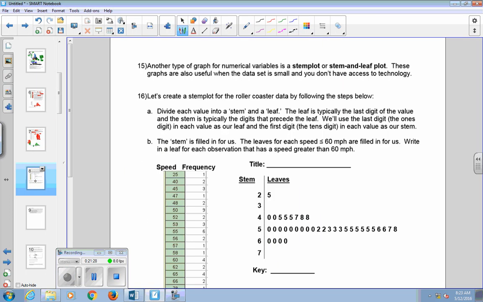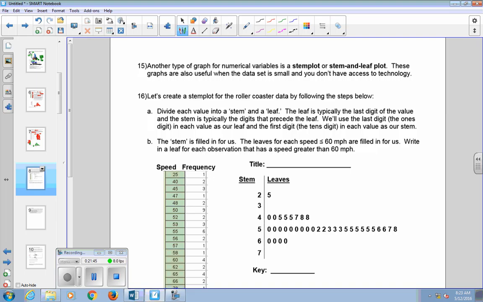Okay, number 15, another type of graph for numerical variables is a stem plot, or it can also be called a stem and leaf plot. These graphs are also useful when the data set is small and you don't have access to technology. So number 16, let's create a stem plot for the roller coaster data by following the steps below.